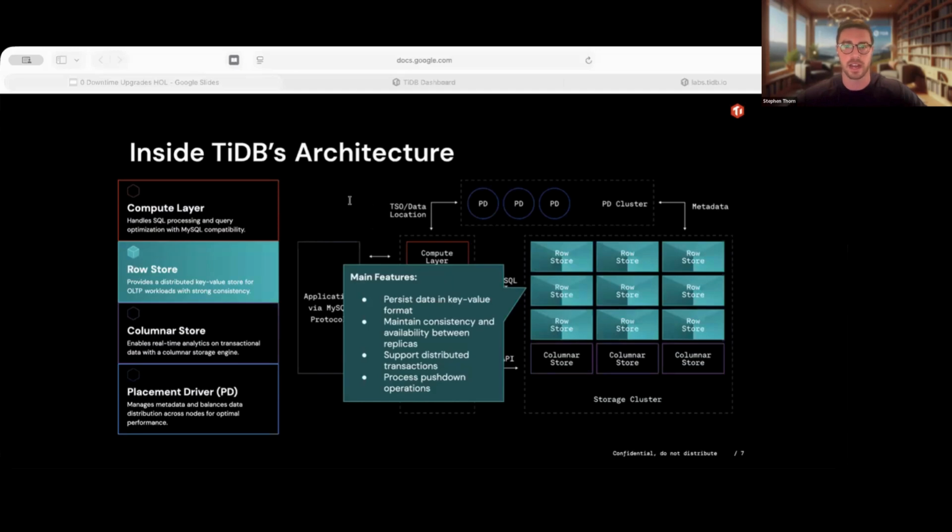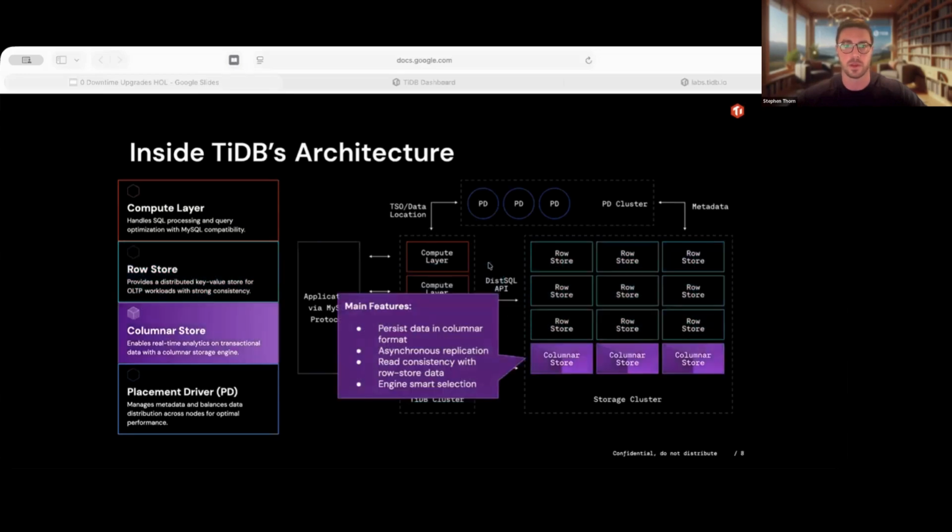TiKV uses the Raft consensus algorithm to maintain those replicas and to ensure strong consistency. One replica of each region is a Raft leader, which handles the reads and writes for that region, while the others are followers. If the leader fails or goes offline, the followers will automatically elect a new leader. This mechanism is what provides high availability for storage. Even if one TiKV node is down, its replicas on other nodes take over with no service interruption. Also, TiKV is horizontally scalable. You can add more TiKV nodes to grow storage capacity or throughput, and TiDB will rebalance regions across the nodes.